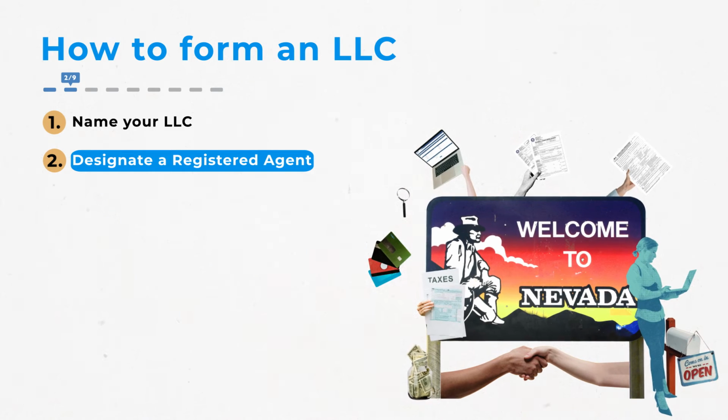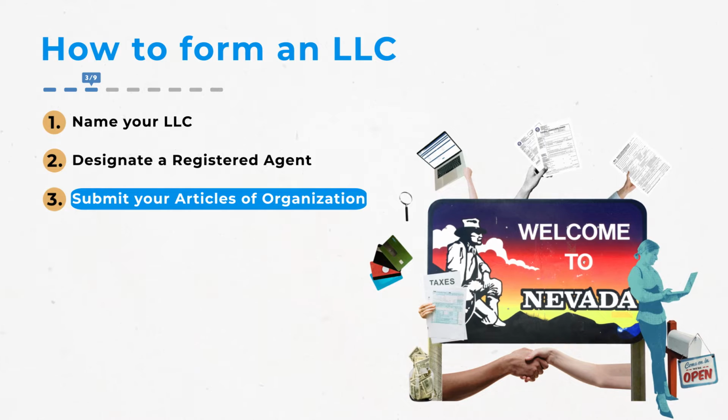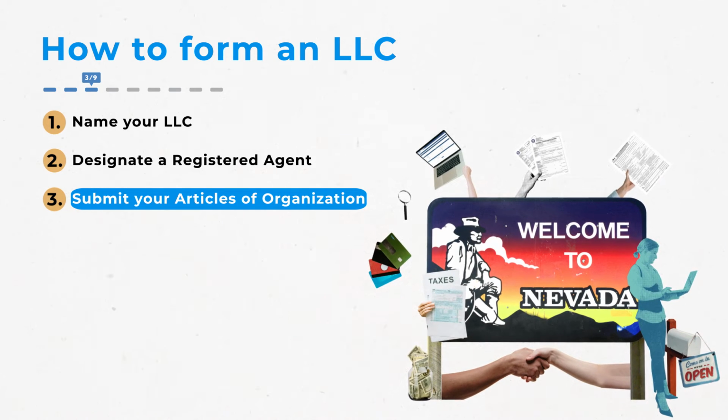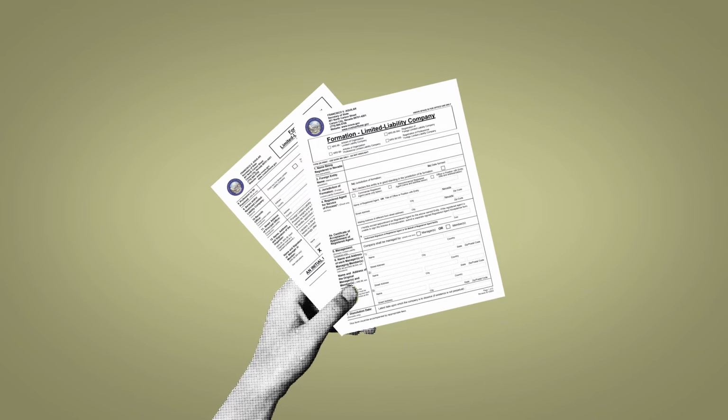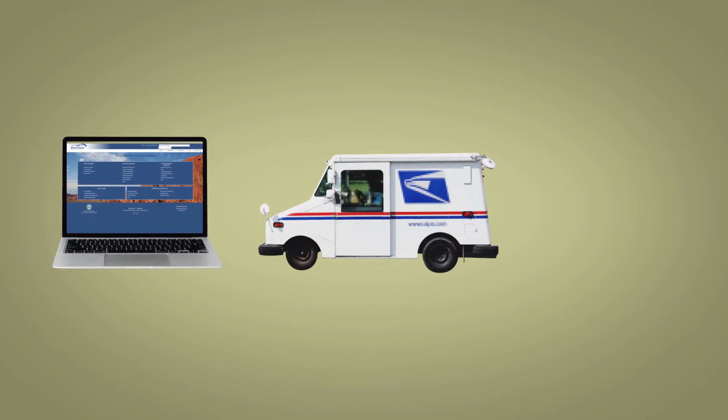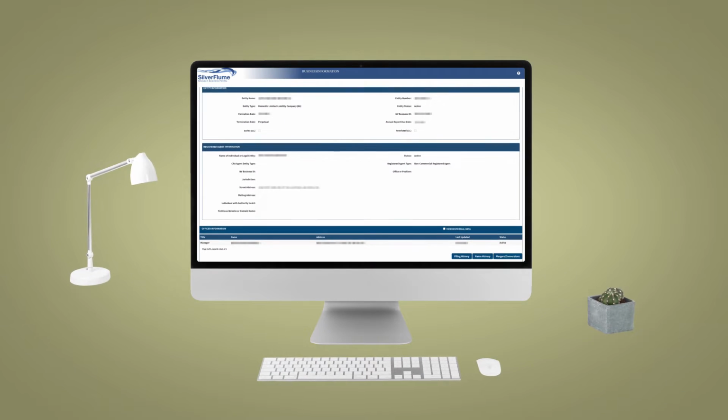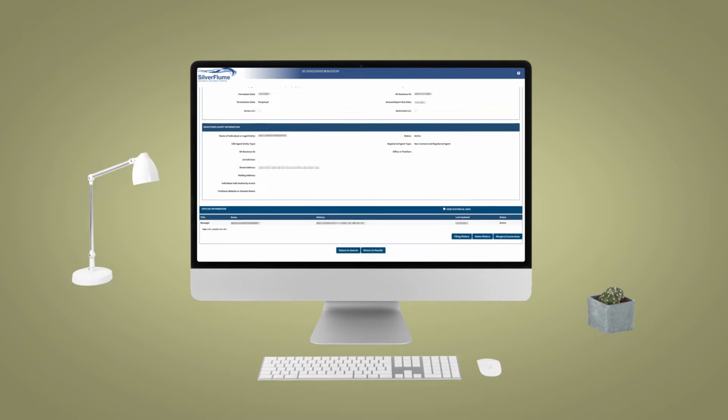Once you've found your registered agent, you can move on to step 3, submitting your articles of organization, which will officially form your LLC. You must submit your articles to the Nevada Secretary of State, either online, by mail, or in person. You can file this paperwork yourself or hire a third party to do it for you. Everything included on your articles of organization will be included on the public record.